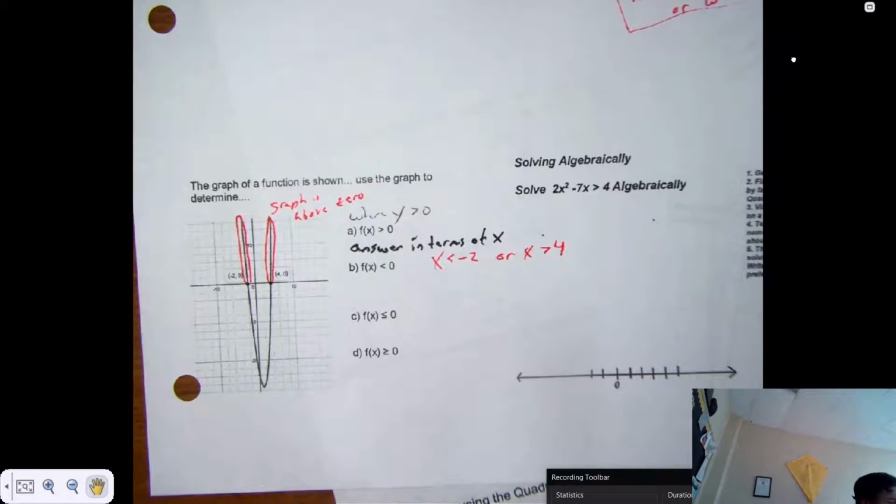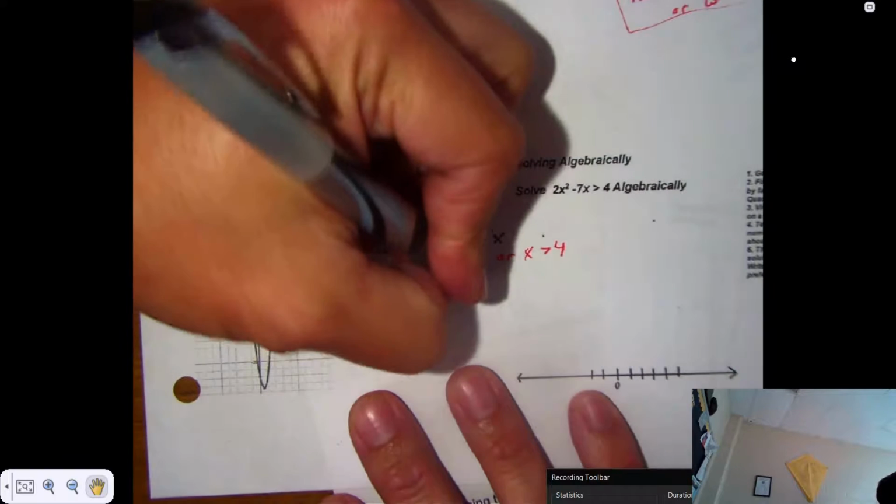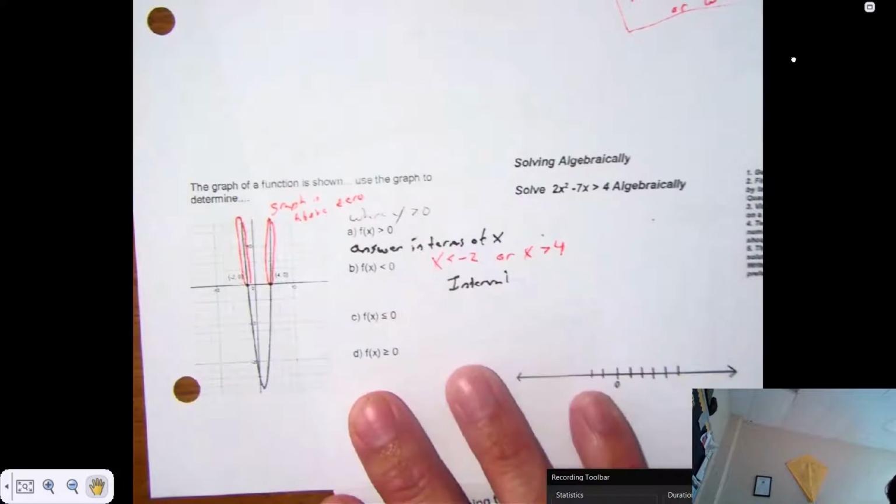And I realize that kids struggle with this, and I've watched videos. I don't know how else to explain it other than what we're showing you visually. It's where the graph is above or below 0. You just kind of have to see it. Now, does anybody know how to write that as an interval? Interval.